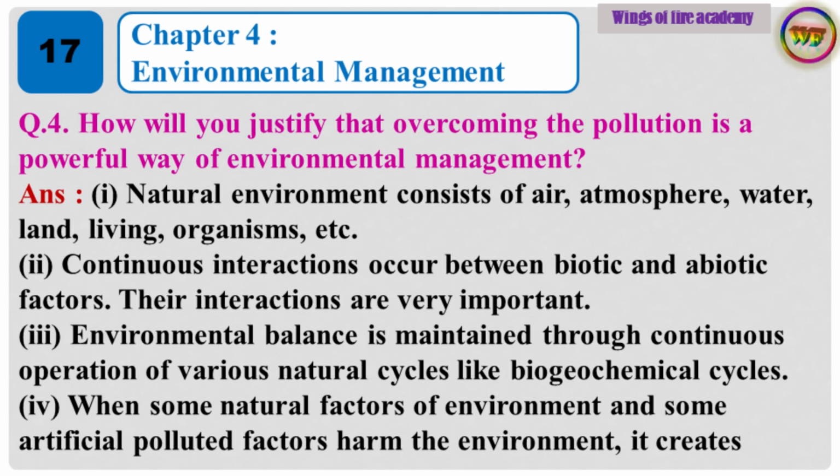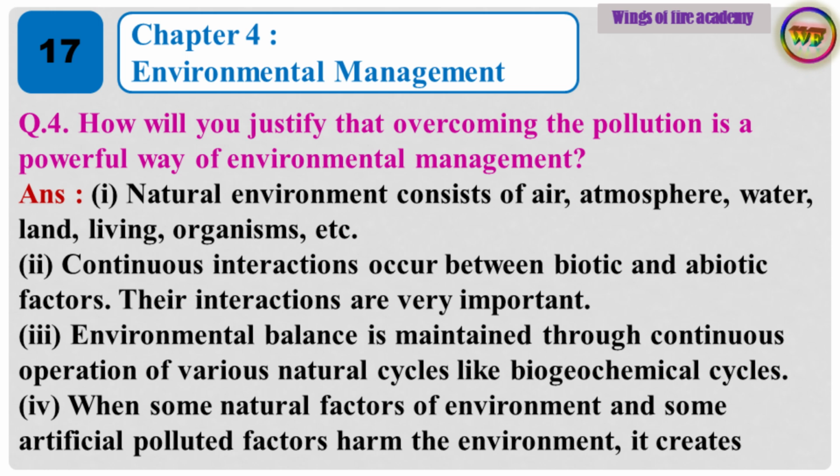Question 4. How will you justify that overcoming the pollution is a powerful way of environmental management? Answer. Point 1. Natural environment consists of air, atmosphere, water, land, living organisms, etc. Point 2. Continuous interactions occur between biotic and abiotic factors. Their interactions are very important. Point 3. Environmental balance is maintained through continuous operation of various natural cycles like biogeochemical cycles.